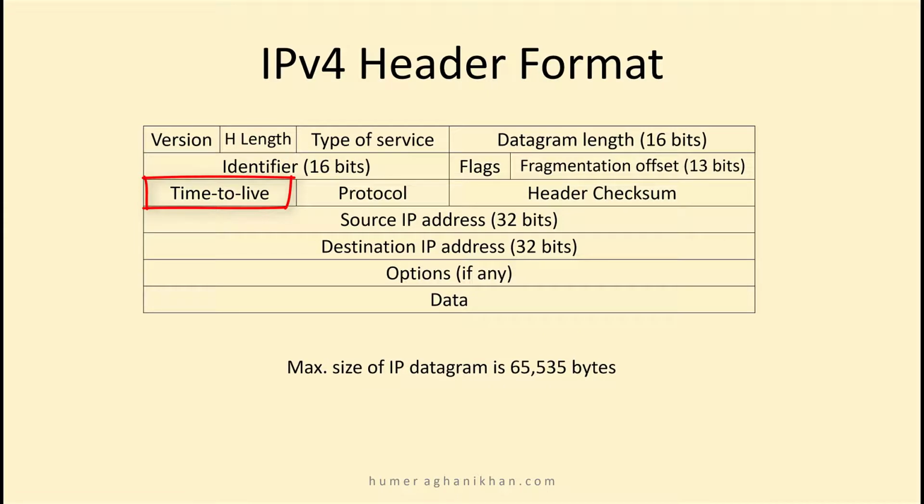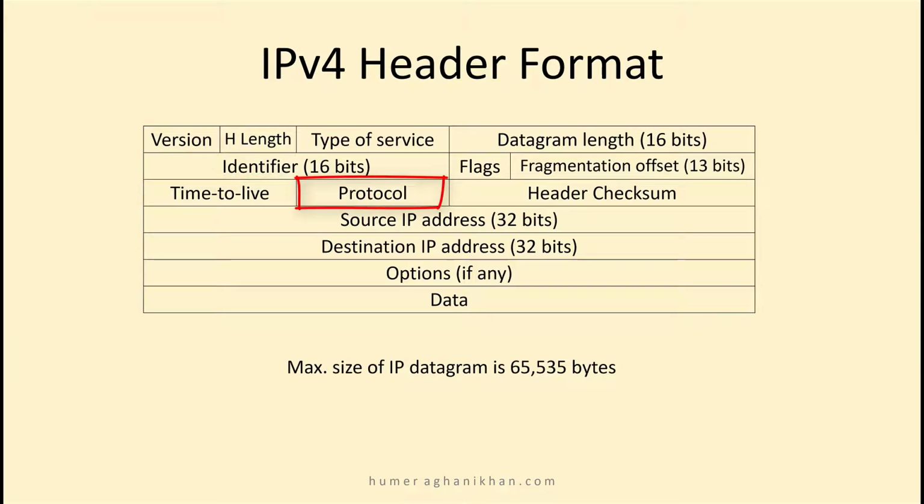Then comes the time to live field. The time to live field ensures datagrams do not circulate in the network forever. This field is decremented by 1 each time the datagram is processed by a router. When it reaches 0, the router drops the datagram.